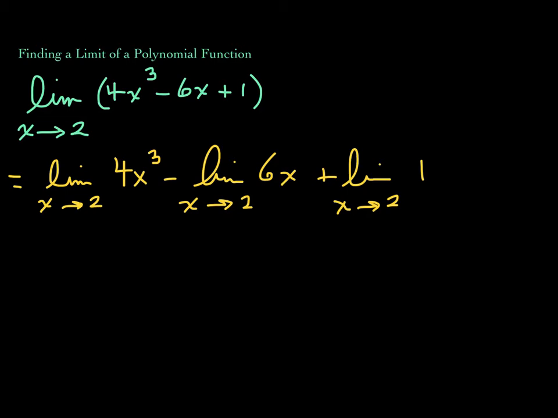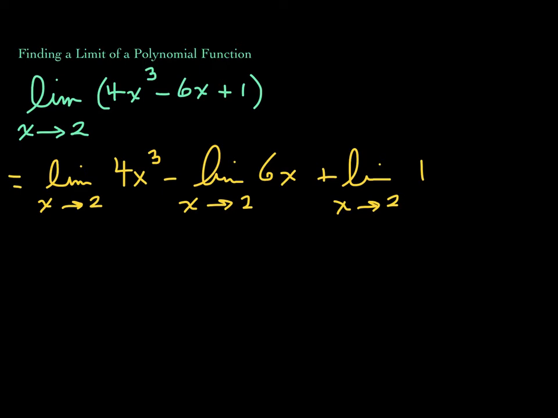This here is a polynomial of one term as well. It actually happens to be a linear function. So you're going to see me just plug 2 in. And then this is a constant. So you're going to see that this is all equal to just 1.